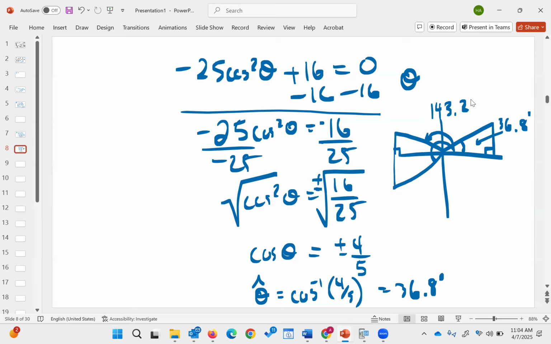In quadrant 3, what we do is take 180 and add the angle. So what is 180 plus 36.8? 216.8. Anybody want to second that? Sweet. And the last one, going all the way to quadrant 4: quadrant 4 is 360 minus 36.8. And what is that? 323.2. Anybody second that? Sweet.